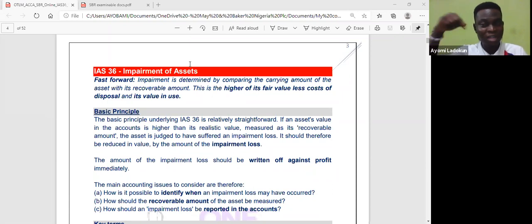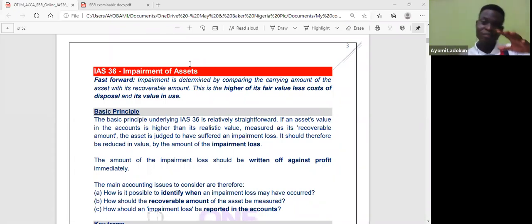Remember the qualitative characteristics of financial statements, where we talked about relevance and faithful representation. And when it talks about faithful representation, it has to be complete, it has to be neutral, and must be free from error. Are you seeing the linkage now? That asset should be written down to its recoverable amount. That's what the standard is saying.